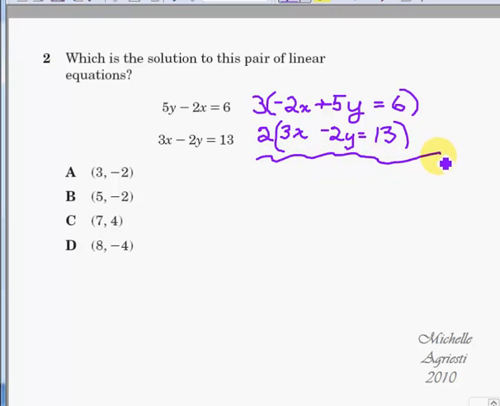I'm drawing a squiggly line just so I know I didn't add here, and I'm going to distribute. So 3 times negative 2x is negative 6x. 3 times positive 5y is positive 15y. And 3 times 6 is 18. Don't forget to multiply, multiply, multiply everything. Don't forget this guy over here. Here we get 6x, negative 4y, and 26.